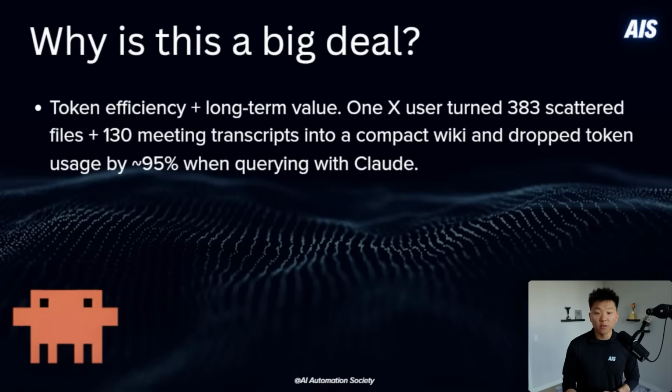It's also a big deal from a cost perspective, token efficiency and long-term value. One X user turned 383 scattered files and over 100 meeting transcripts into a compact wiki and dropped token usage by 95% when querying with Claude. And obviously, token management and efficiency is a huge conversation right now and will always be.